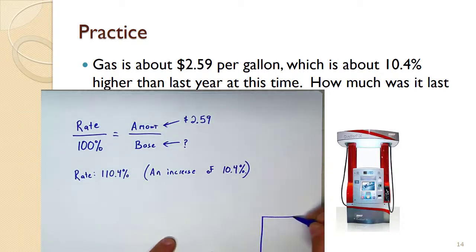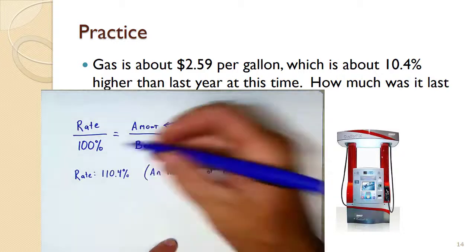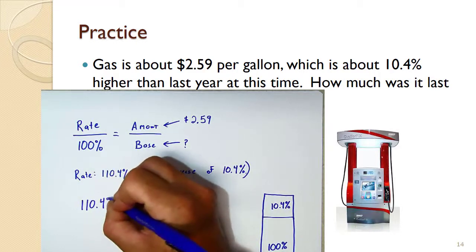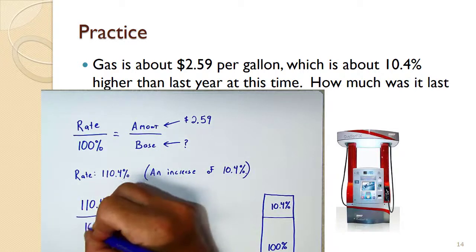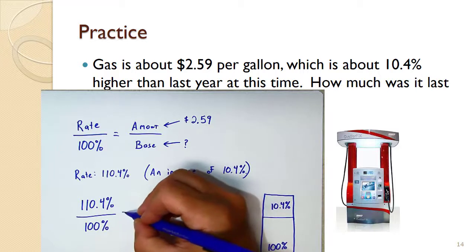And here again, the price of gas last year, that would have been our base, or 100%. But this year, it's 10.4% higher for a grand total of 110.4% in our problem. So we have 110.4% over 100%. That's the new price compared to the old price.